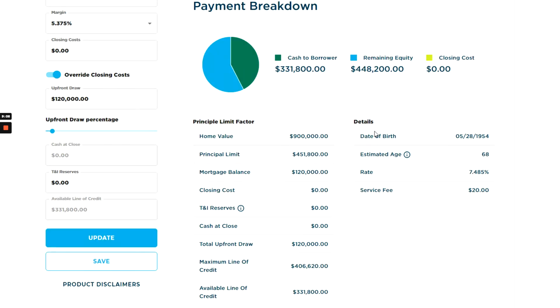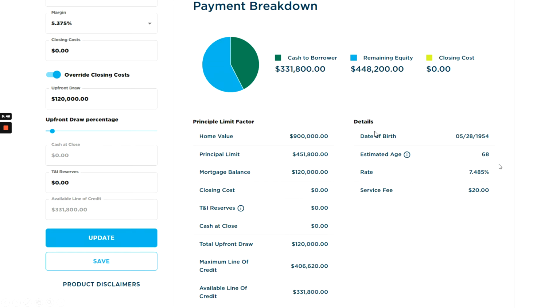This is the non-HECM. So the non-HECM, same example, $900,000, $120,000 mortgage balance, but your loan amount is not $401,000, it's $451,000. The non-HECMs can give larger loan amounts. In fact, they can go all the way up to $4 million. They do jumbo loan amounts. The HECM does not. Much smaller loan amounts with the HECM. So that's one thing that the non-HECM line of credit can do: larger loans.